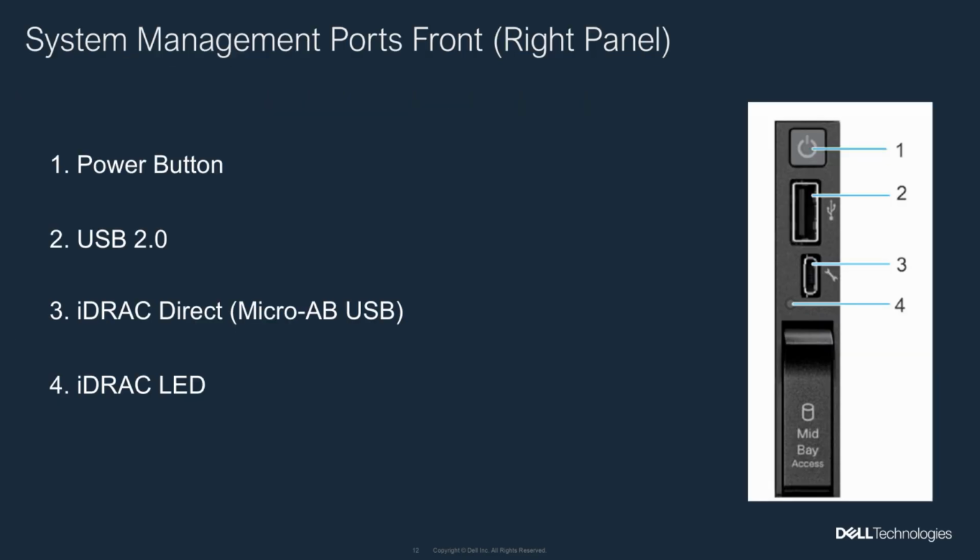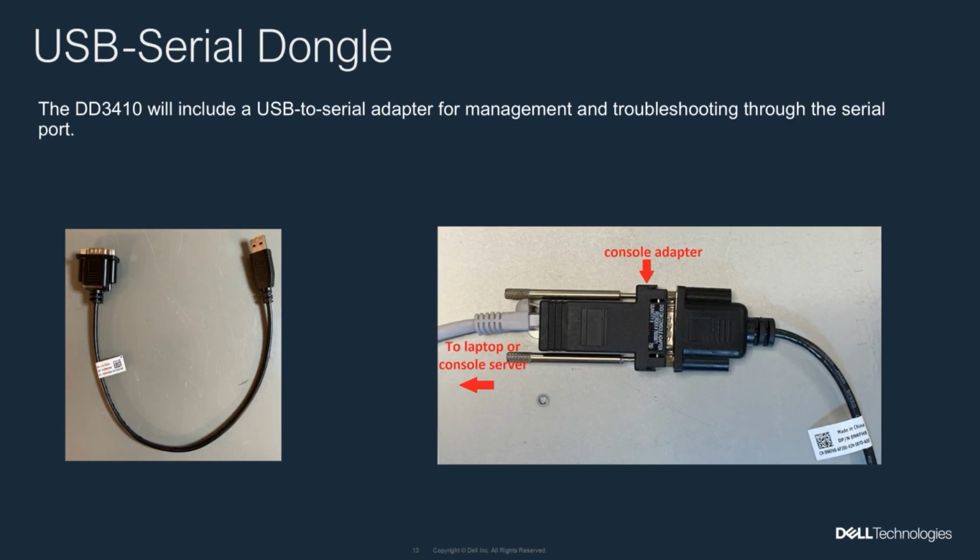Moving on, at the front of the Data Domain DD3410 appliance, we have the system management ports such as the power button, USB and micro USB port, and iDRAC LED. The Data Domain DD3410 will also include a USB to serial adapter for management and troubleshooting through the serial port.